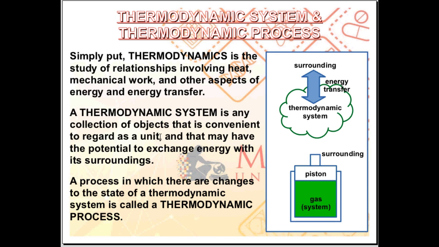which is any collection of objects that is convenient to regard as one unit and that may have the potential to exchange energy with its surrounding. So you have the thermodynamic system, and then you have the surrounding. Between the surrounding and the thermodynamic system, there is the possibility of energy transfer in terms of heat and mechanical work.